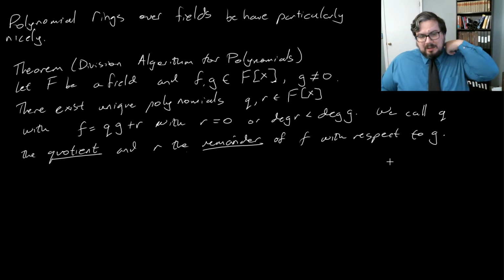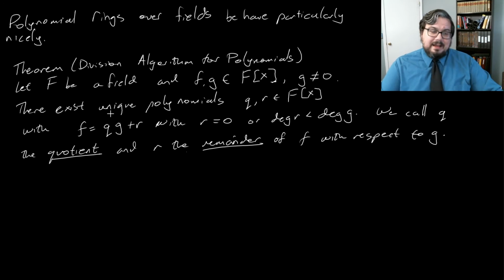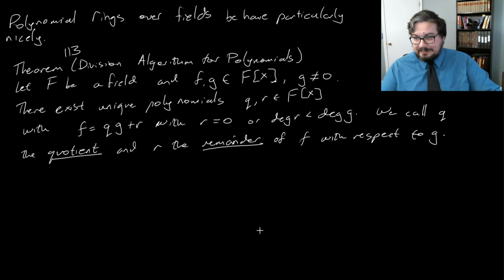So polynomials over a field can be essentially divided to get a quotient and a remainder in this way. We've seen this, we're familiar working with this over the real numbers or maybe even the rationals or the complex numbers, but this theorem shows that we can in fact do that for any field. Oh, this is also theorem 113.